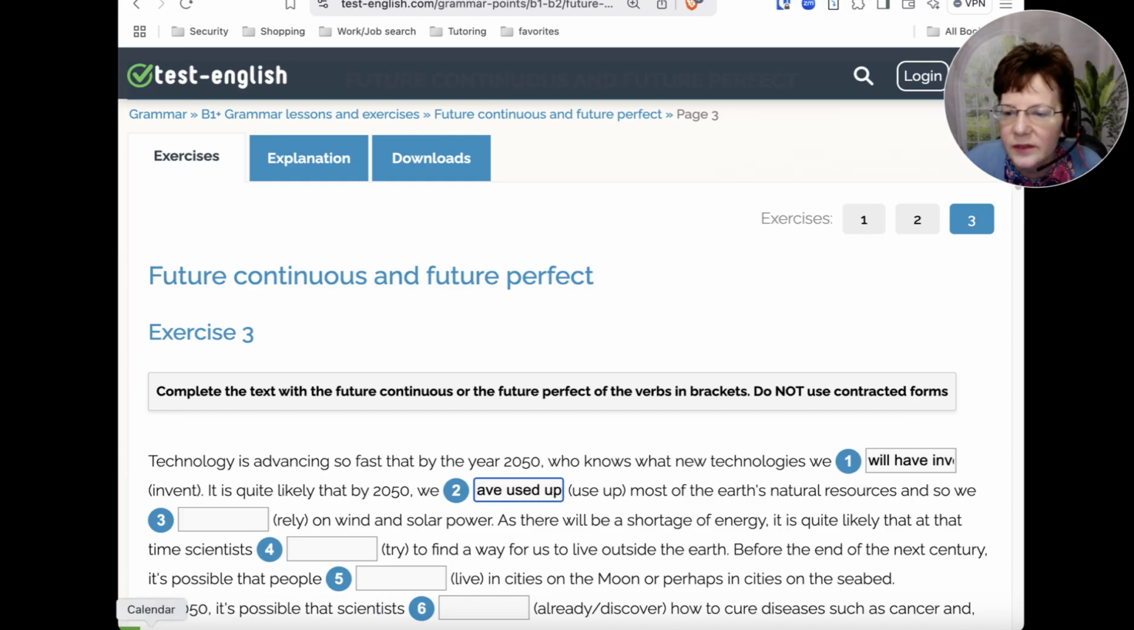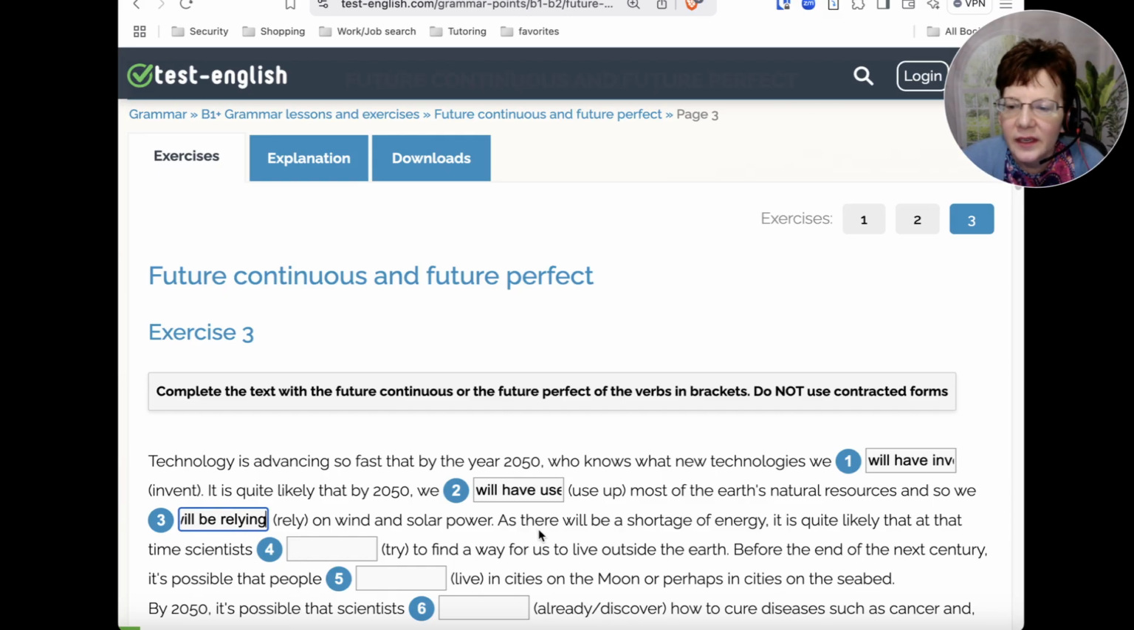most of, okay, and so we rely on wind and solar power. Okay, so what will happen here? This is a consequence here. So okay, that would be the continuous, will be relying, right?